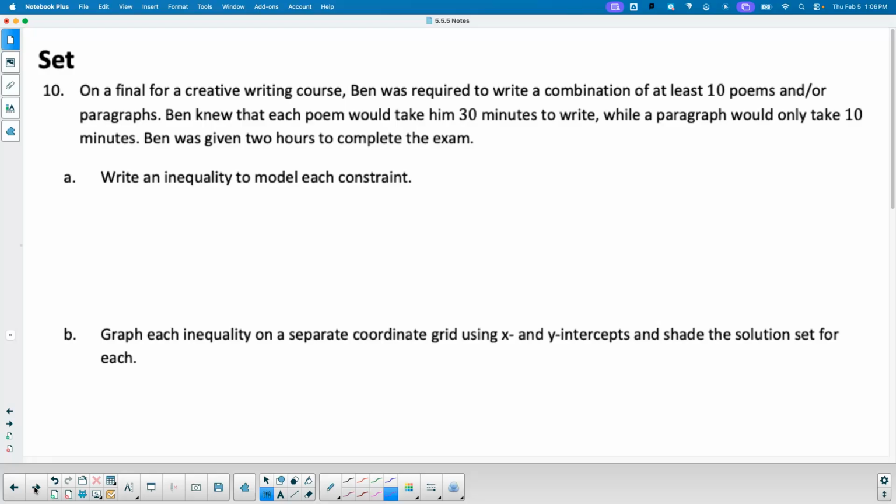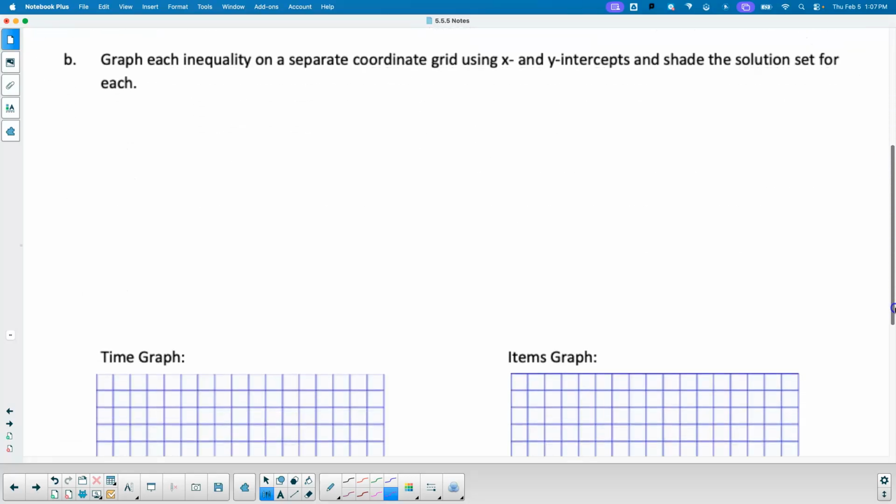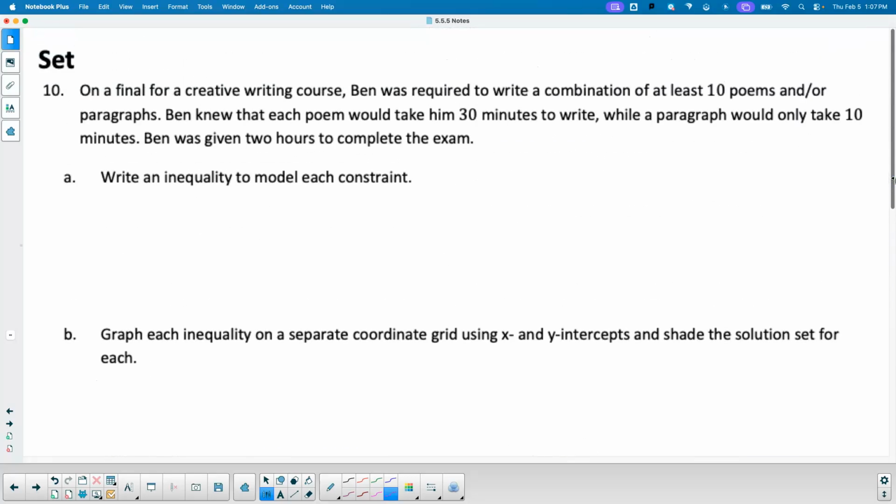Yeah? Questions on number 10? All right, let's do number 10 together. On a final creative writing course, Ben was required to write a combination of at least 10 poems and/or paragraphs. Ben knew that each poem would take him 30 minutes to write, while a paragraph would only take 10 minutes. Ben was given 2 hours to complete the exam. So the first one says, write an inequality to model each constraint. I believe the constraints were time and items.